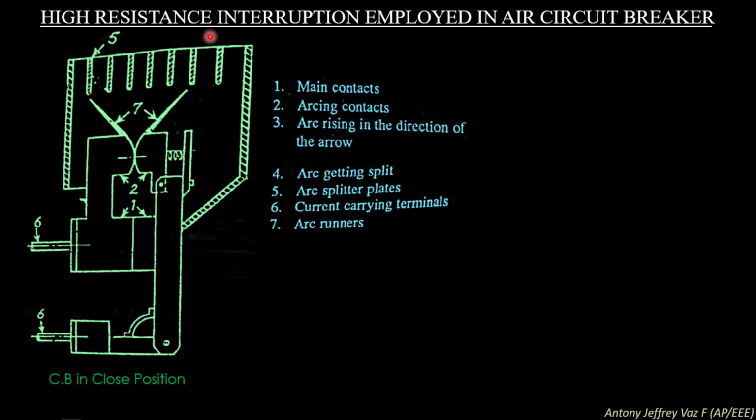High resistance interruption employed in an air circuit breaker is shown in the figure. This is the air circuit breaker. This part is the main contact of the circuit breaker. This part is the arcing contact. This part here is the V-shaped blades. Here the arc rises in this direction, and the arc gets lengthened, elongated, and here the arc splitters are present.